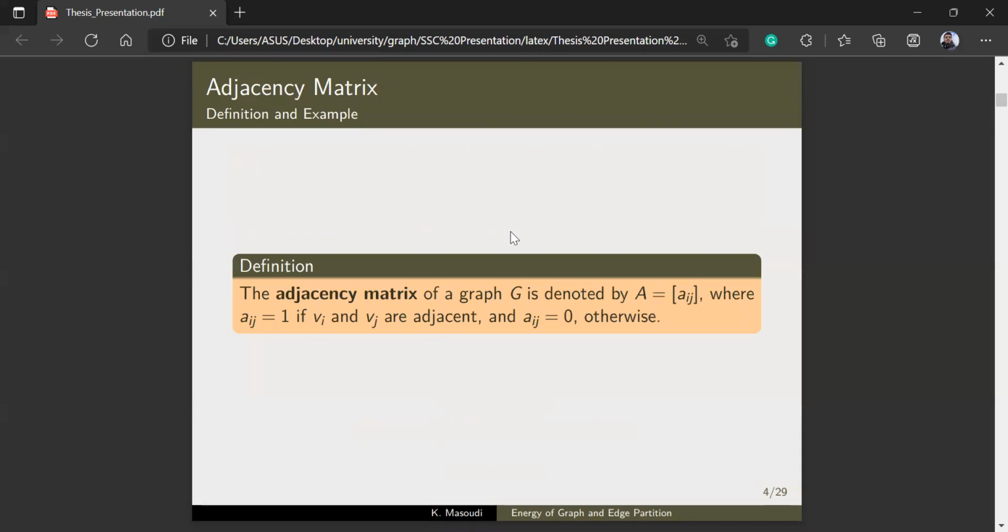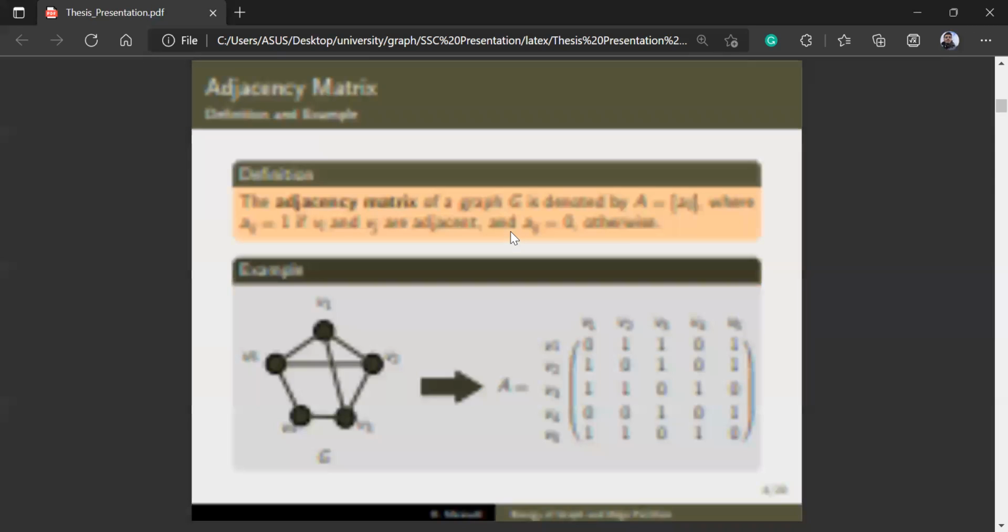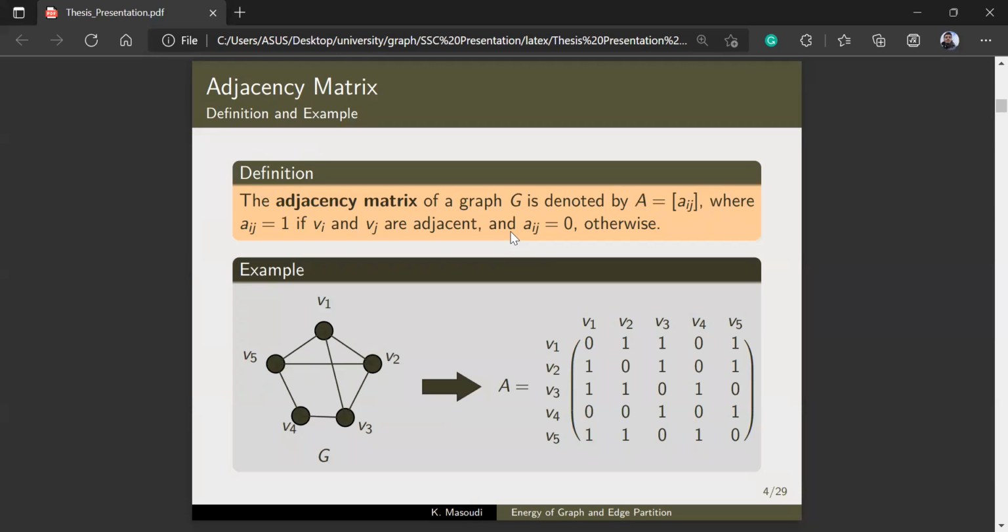Now we need to define the adjacency matrix of a graph to learn what the energy of a graph is. The adjacency matrix of a graph G is a matrix A. For A, if the ith vertex and jth vertex are adjacent in G, then Aij would be 1. Otherwise, Aij would be 0. Here we see a simple example of how we can derive the adjacency matrix of a given graph.